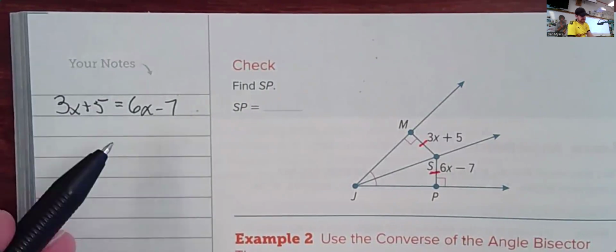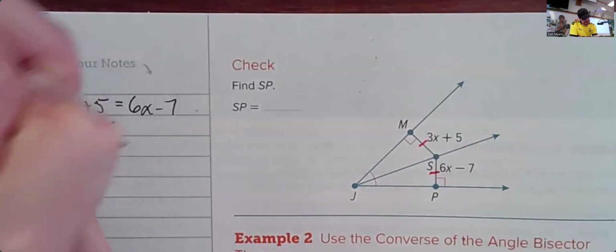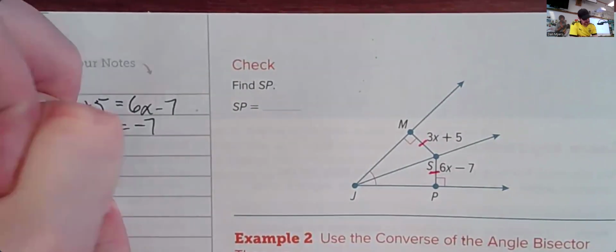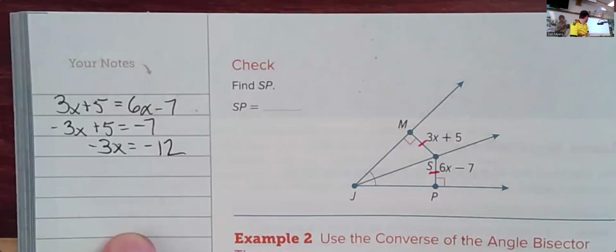I'll just go ahead and subtract 6x from both sides. So that'll give me negative 3x plus 5 equals negative 7. If you subtracted 3x from both sides, that's totally fine. It's not going to change your answer. Then I'll go ahead and subtract 5 from both sides as well. Negative 7 minus 5 is negative 12.